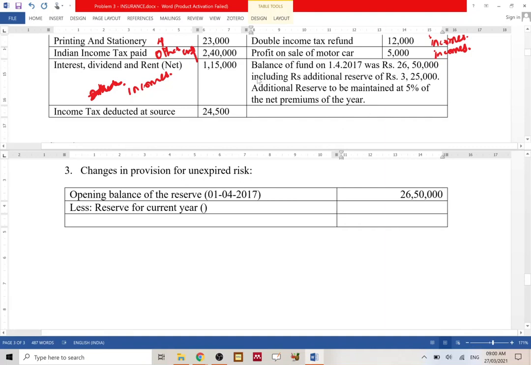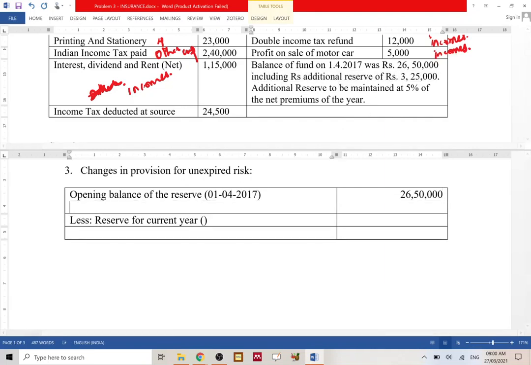Also another information is given to you that this is inclusive of additional reserve. Sometimes these businesses, they do make an additional reserve, okay, over and above the one that they are supposed to maintain, all right, and this includes the additional reserve of rupees 3,25,000. Let's just mention that information there.